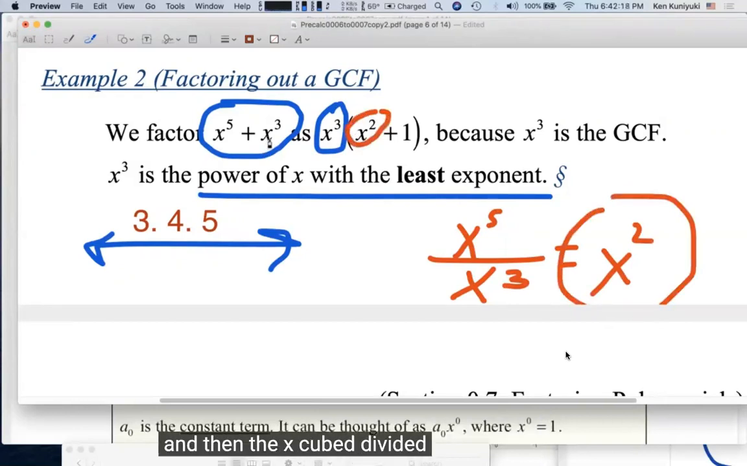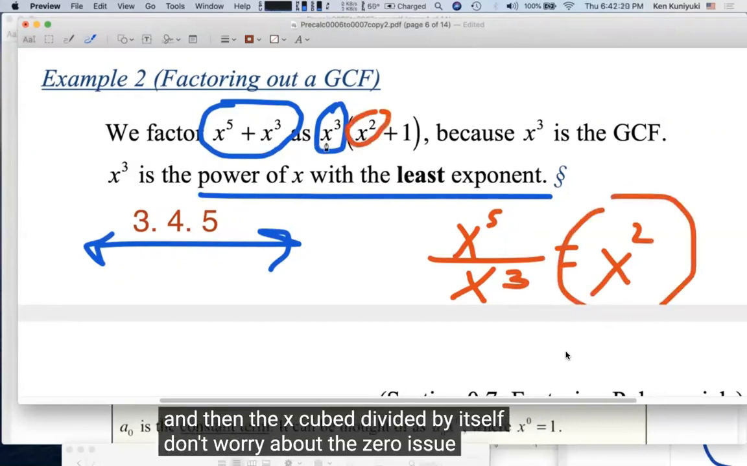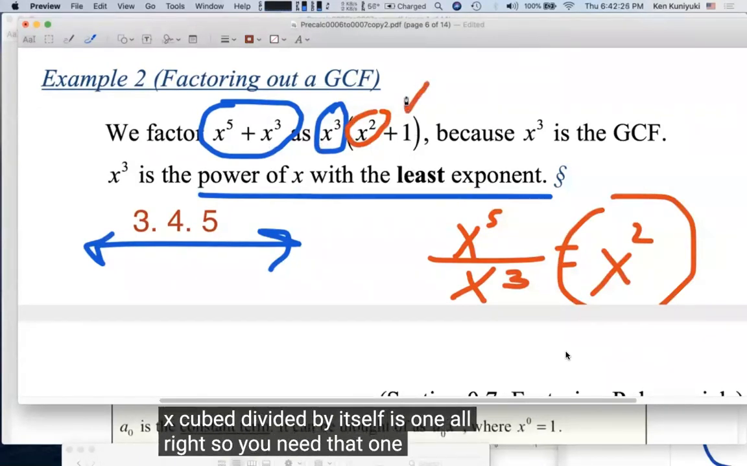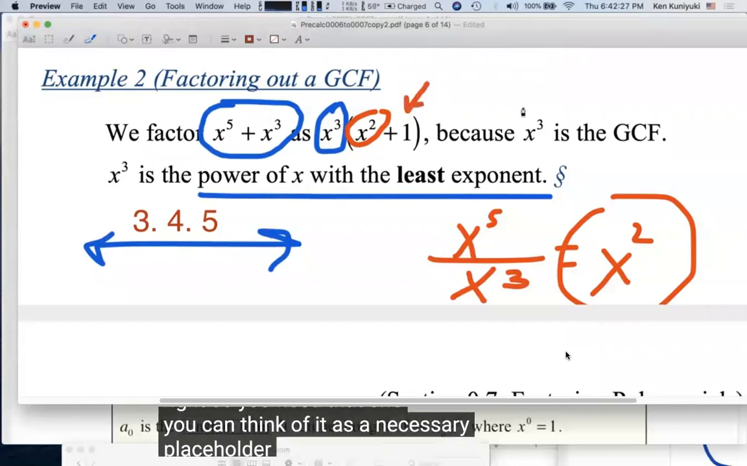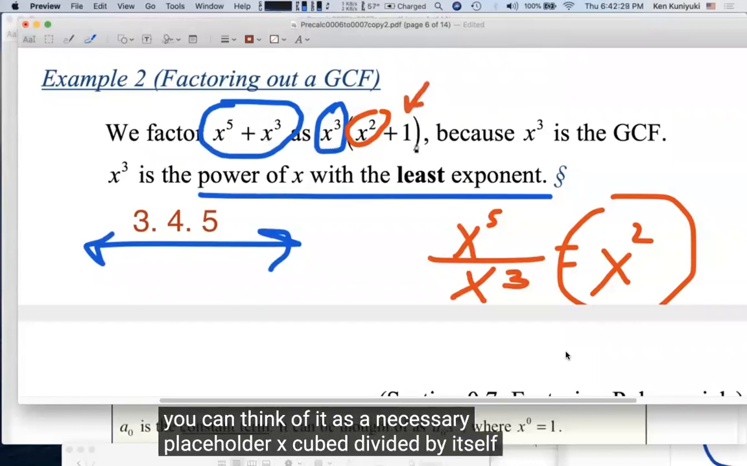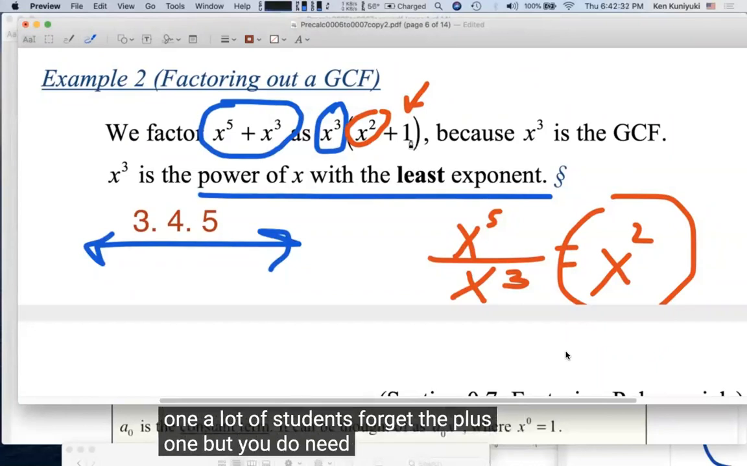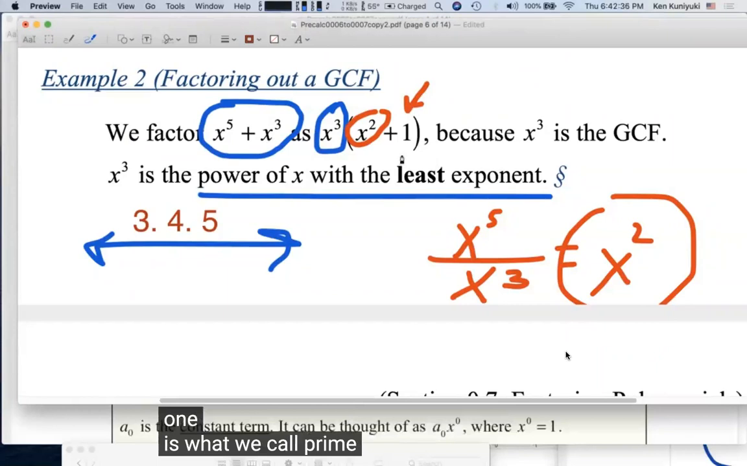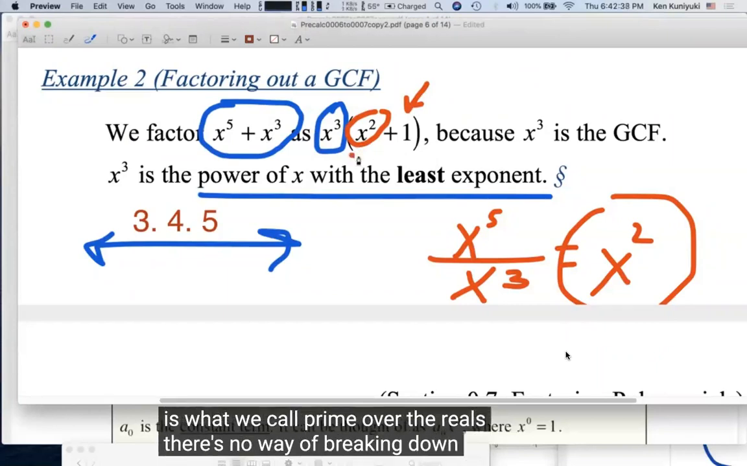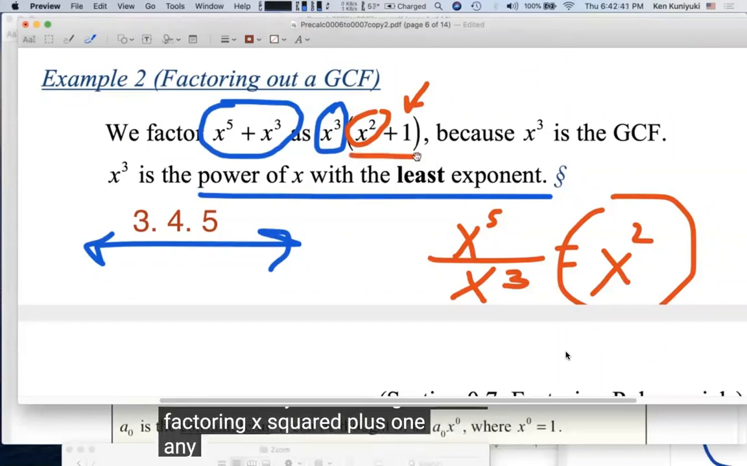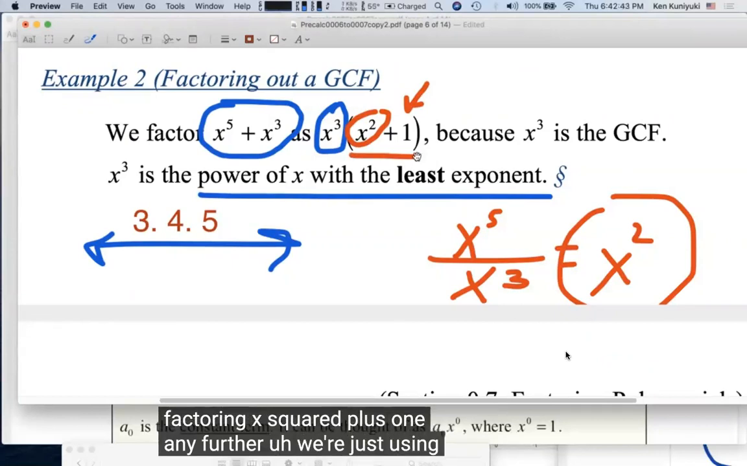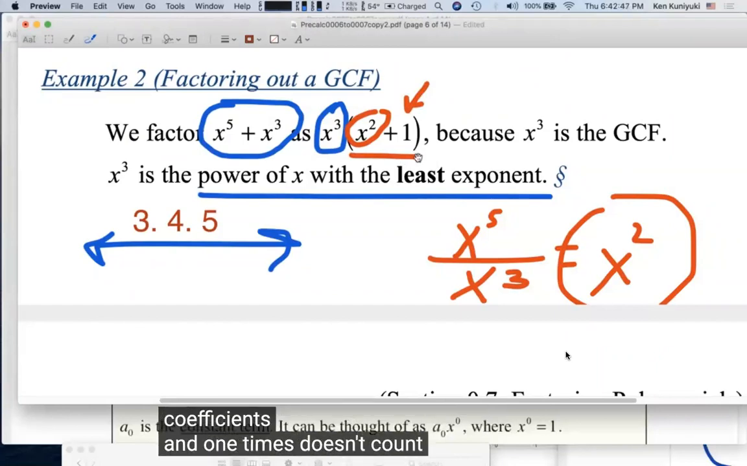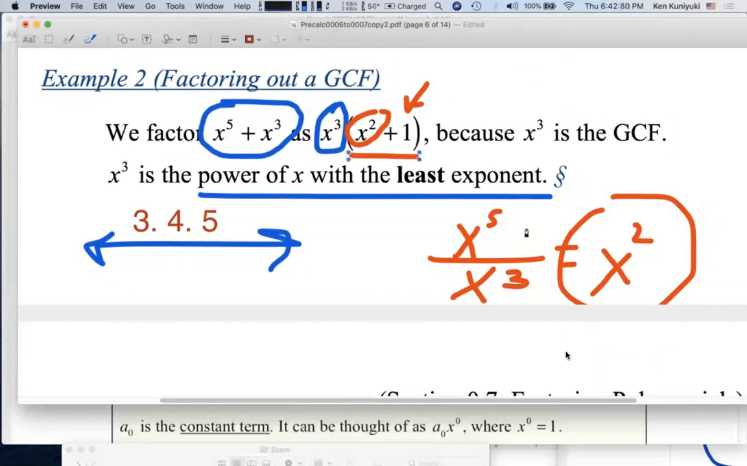And then the x cubed divided by itself, don't worry about the 0 issue. x cubed divided by itself is 1. All right, so you need that 1. You can think of it as a necessary placeholder. A lot of students forget the plus 1. We do need it. All right. And then the x squared plus 1 is what we call prime over the reals. There's no way of breaking down or factoring x squared plus 1 any further where you're just using real coefficients. And 1 times doesn't count.